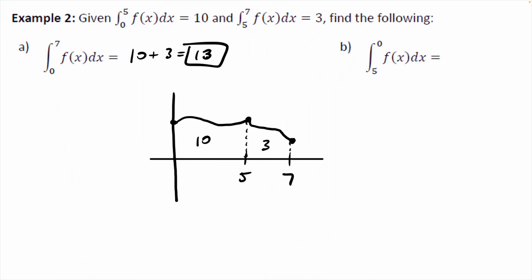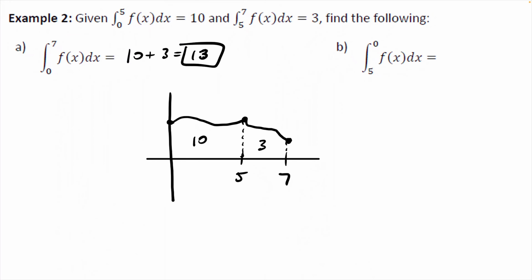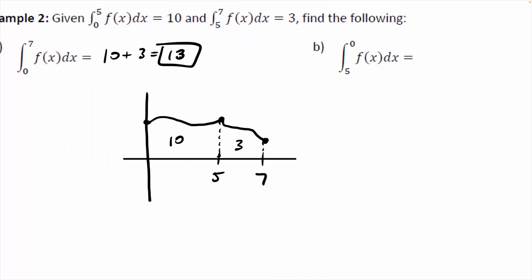Okay, so B. Isn't that negative 10? Good, because the bounds are flipped, right? This guy needs to go up here, and this guy needs to go down there. So before I can do anything, I have to flip the bounds. So 5 needs to go on top, 0 needs to go on bottom. I can do that so long as I put a negative 1 in front. So long as you multiply your answer by negative 1.